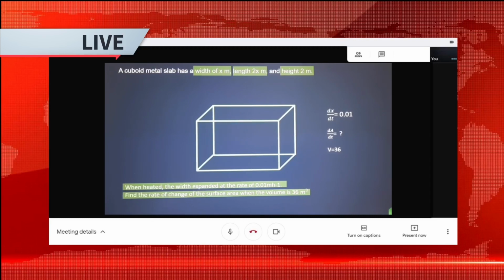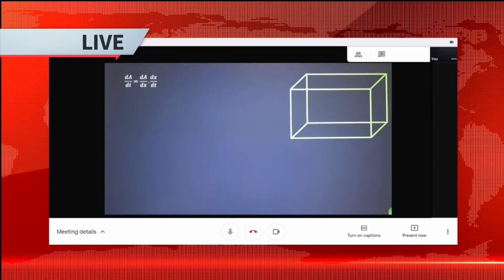To find dA over dt, we can make a relation like this. dA over dt equals dA over dx multiplied by dx over dt.